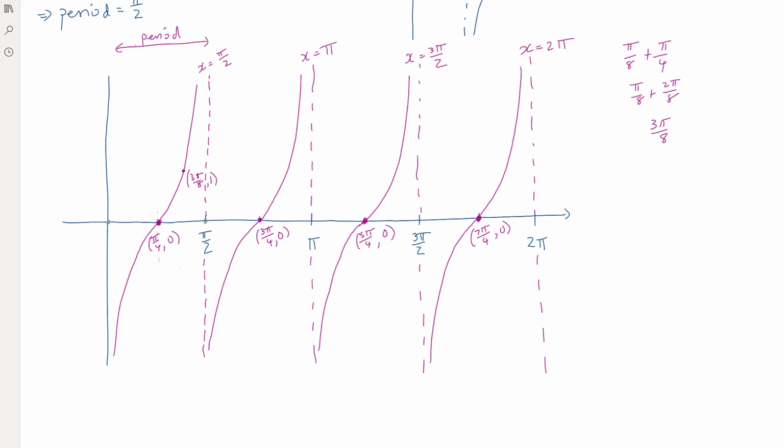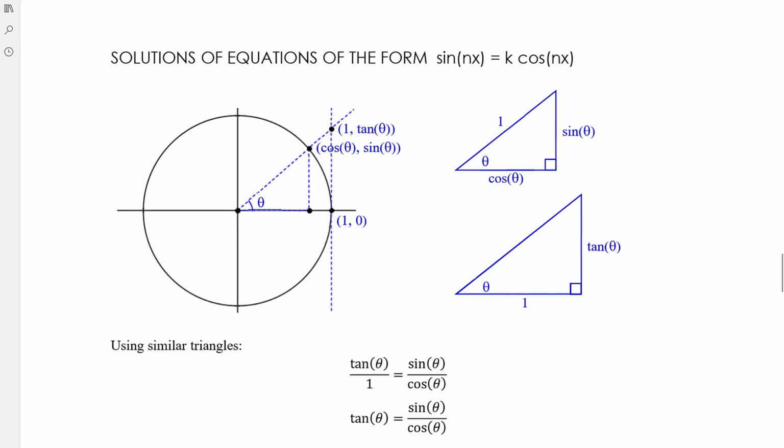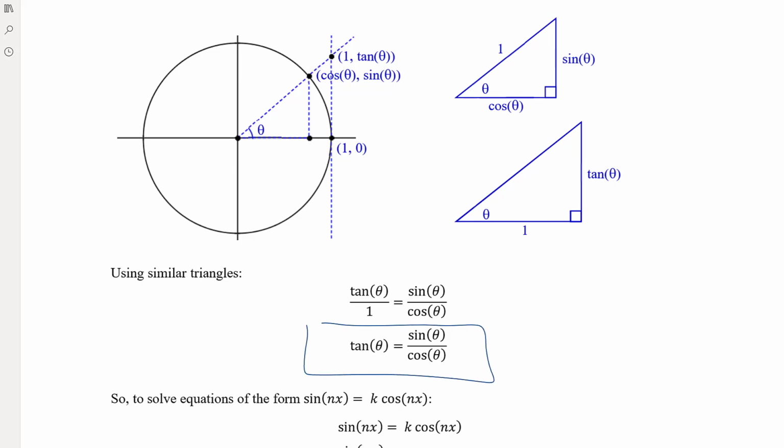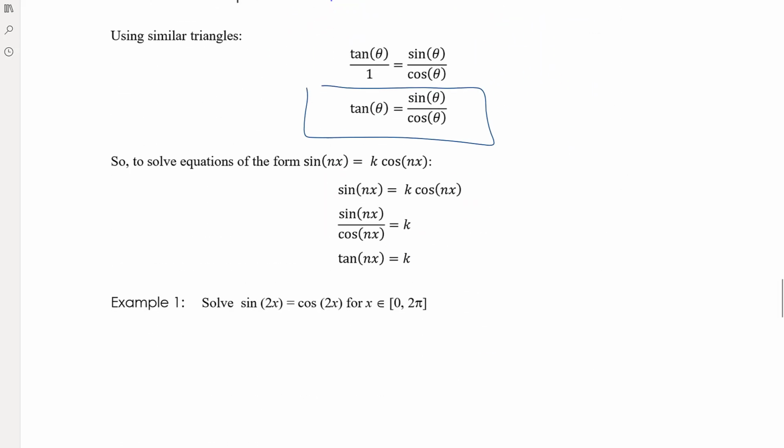Alright, let's think about some other equations. So again, we're coming back to this idea that tan theta equals sine theta over cos theta, which I talked about earlier, and that can be a really helpful process in solving equations of a certain form. So if you've got sine of nx equals k times cos of nx, or that k could be on the other side as well, but if you've essentially got sine and cos, both with the same thing in the sine and cos, you should be able to change it to a tan function and solve that equation.